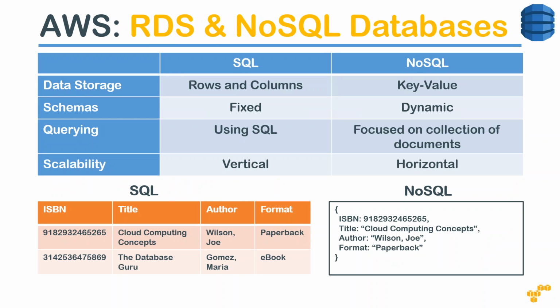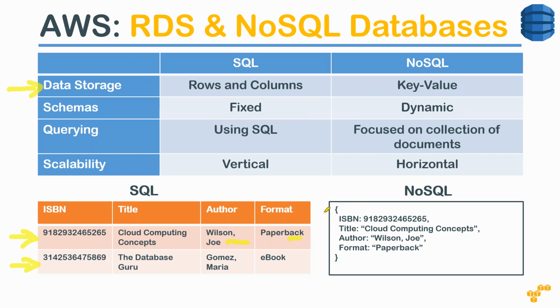So here's a nice and quick table summary of SQL and NoSQL to make your understanding better. When you are talking about data storage, data is stored in SQL as rows and columns, whereas here it is stored as a key and value. So when I say row and column, if I can draw your attention to the bottom, each row here has an ISBN value, title, and author. We are talking about a table for books. So one book here is about cloud computing concepts, and it has the author name Wilson and paperback, and another row for a different book will look like this.